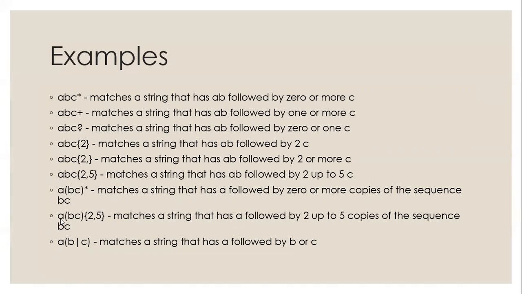Here now in this example, a, round bracket bc, curly bracket 2 comma 5. The bc is grouped with the help of round bracket, and with the help of curly brackets, we have specified the minimum and maximum number of bc to be followed. So now a can be followed by 2 to 5 bcs and so on.